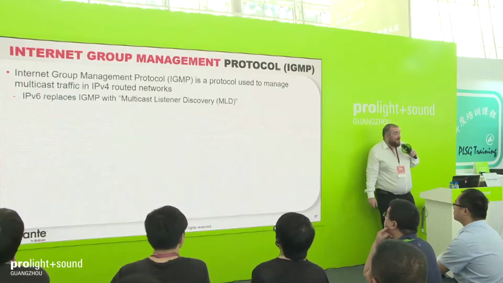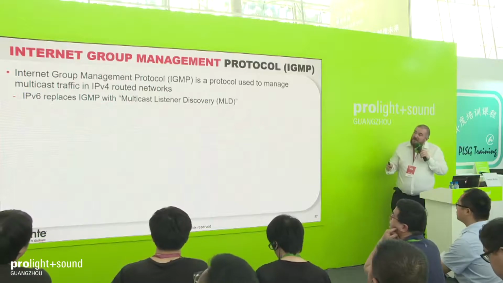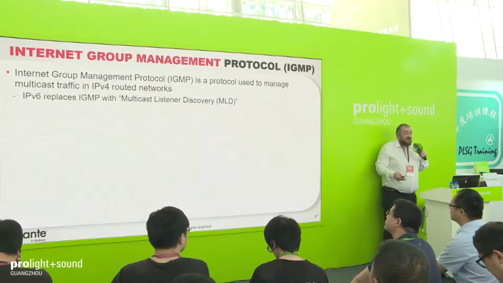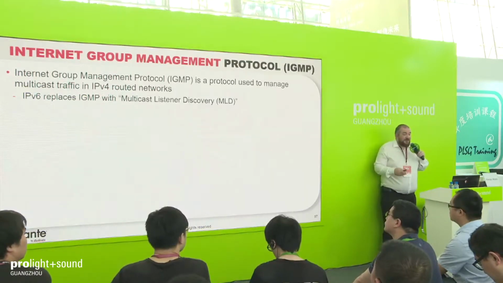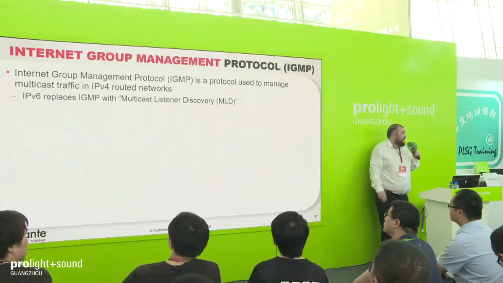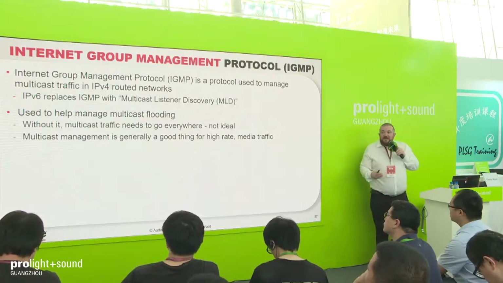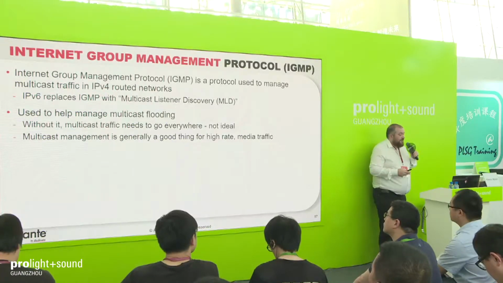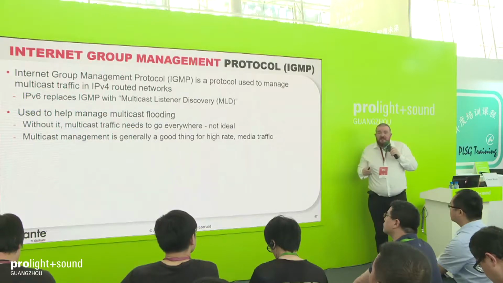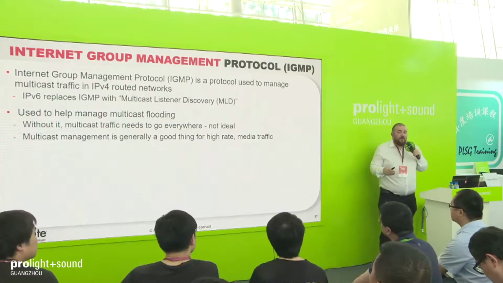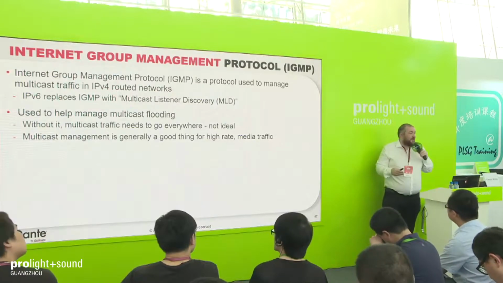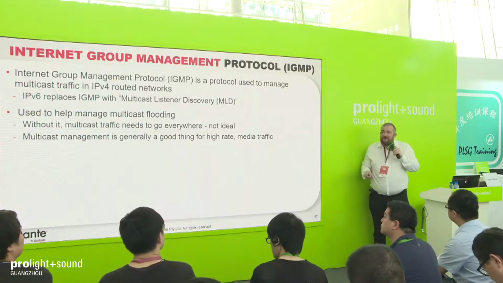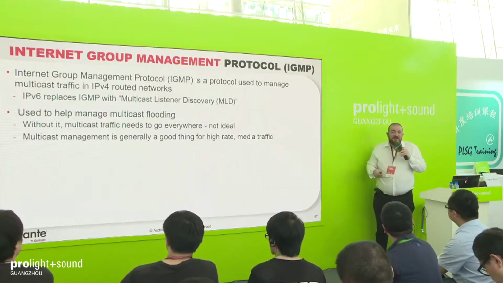So IGMP is a protocol used to manage multicast inside IPv4 networks. In IPv6, it gets replaced with MLD, which is multicast listener discovery. It's a much more efficient mechanism. And what this does is it helps to manage multicast traffic getting everywhere in the network. Now, without this technique, multicast traffic gets forwarded through every single interface in the network, and from a bandwidth perspective, it uses bandwidth like broadcast traffic. And that's a bad thing because you end up wasting bandwidth.